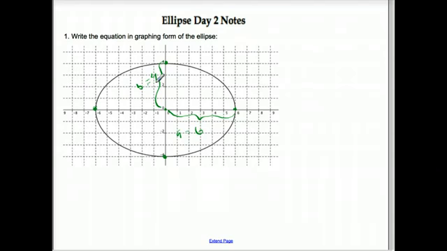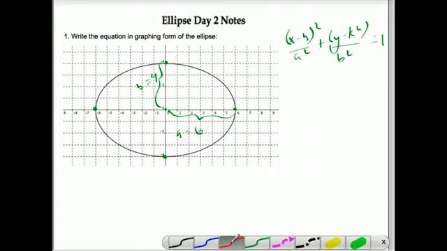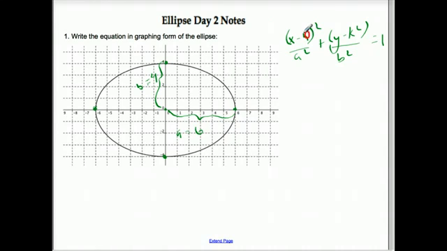Our general form of the equation is x minus h all squared over a squared plus y minus k squared over b squared equals 1. So the coordinates of our center are these, and that's a 0, and that's a 0. That should be squared outside, my bad. And then a is 6, and b is 4.